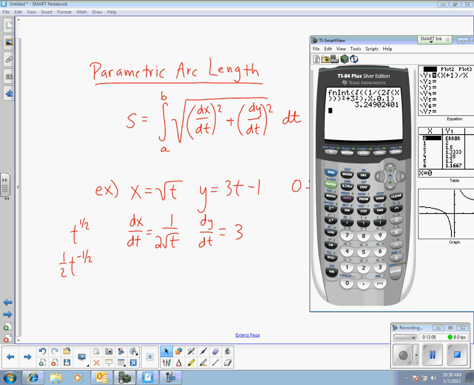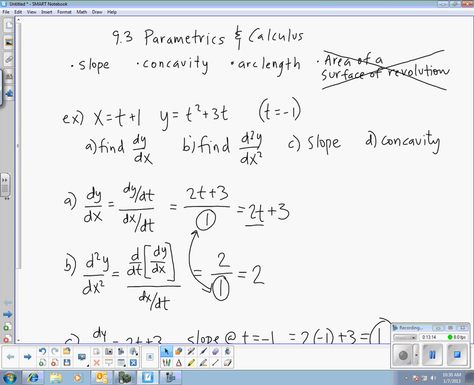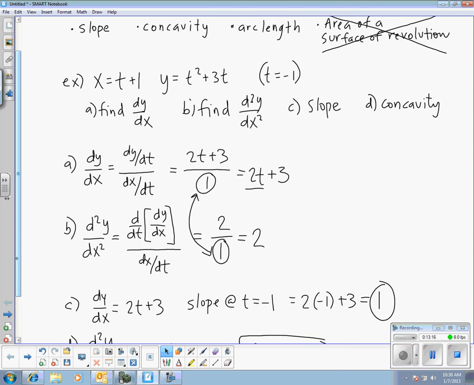So I'm going to cut this off. The things to know from today are the arc length formula and just some nice Calc 1 skills applied to parametrics. Pay particular attention to this formula because it causes some problems every year.